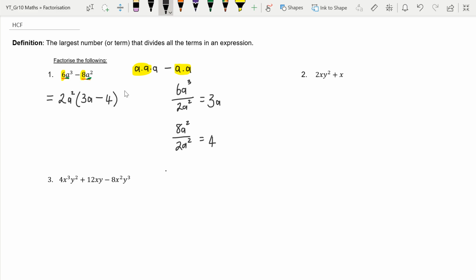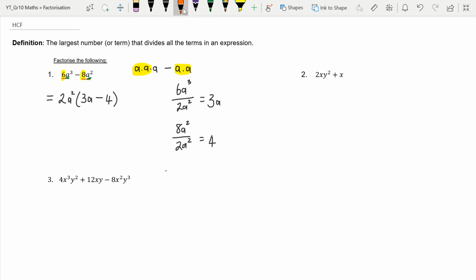And there we go. How can we check if we're correct? So if we multiply it back out, let's see. That would give us 6a to the power of 3 minus 8a squared. And is it the same as where we started? Yes, it is. Then we know that we are correct. All right, let's look at the second one.